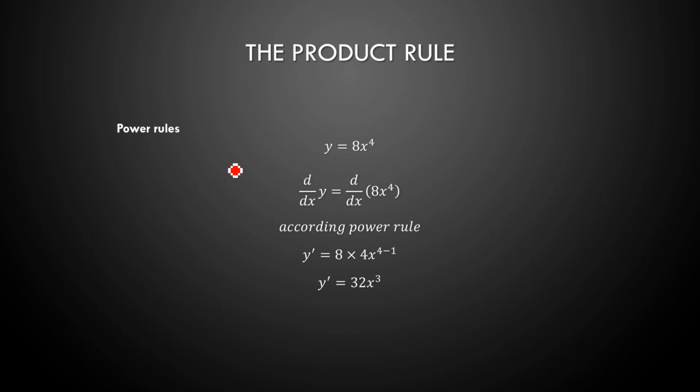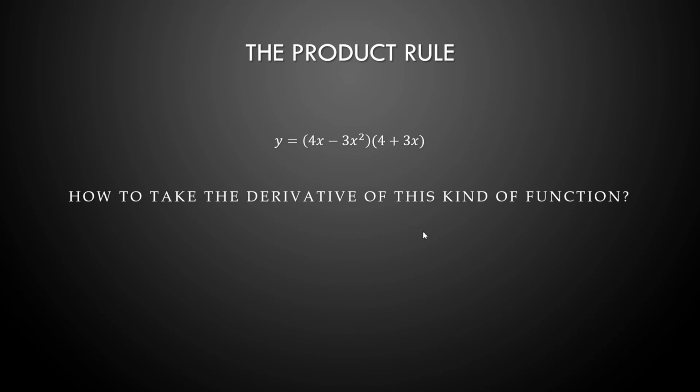Now the simple method we use in derivatives, if we have a function like y is equal to 8 into x power 4, then we use the simple power rule and it gives us a result. But the power rule of derivatives cannot be used for every function. Now what if we have a function like y is equal to (4x minus 3x square) into (4 plus 3x), how to take the derivative of this kind of function?